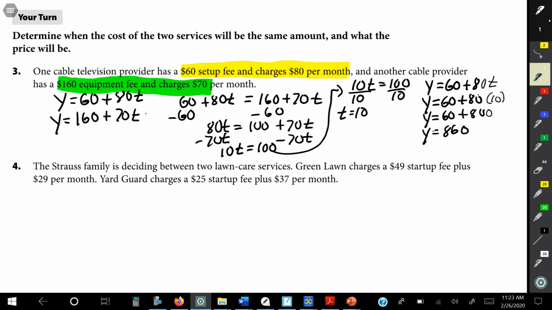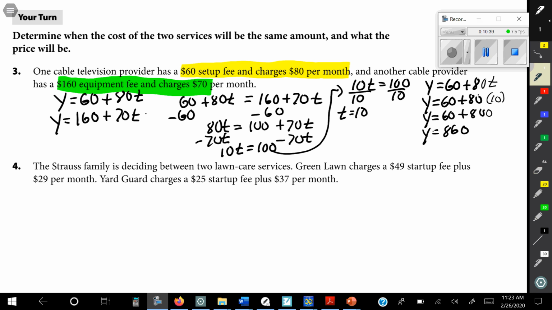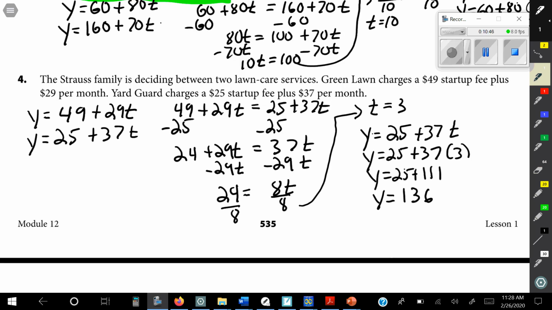Take a look at the next example and see if you can solve for that one. The answer on this one is, for 3 months of service, the total cost will be $136. So it's going to be 3 and 136.